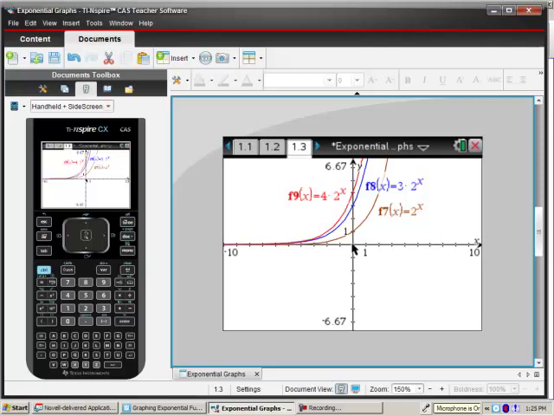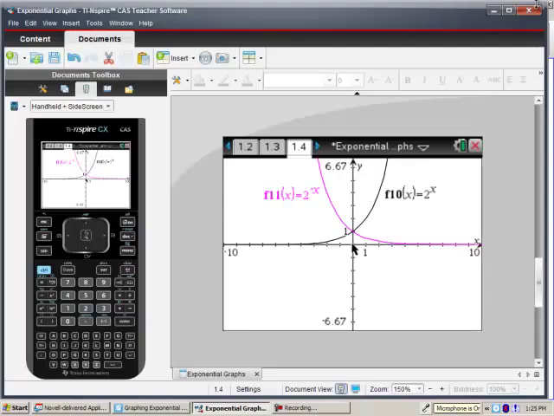It is not coincidence that in the black graph, my a value is 1, and I have an intercept at 1. My blue value is 3. I have an intercept at 3. And my red value is 4. I have an intercept at 4. 0, 1, 0, 3, 0, 4. Notice that's where my intercept is coming from.